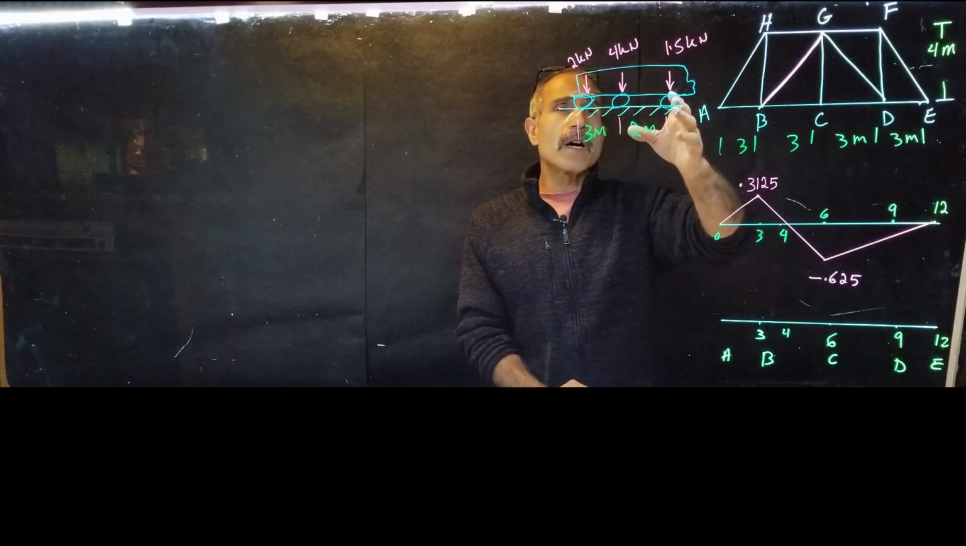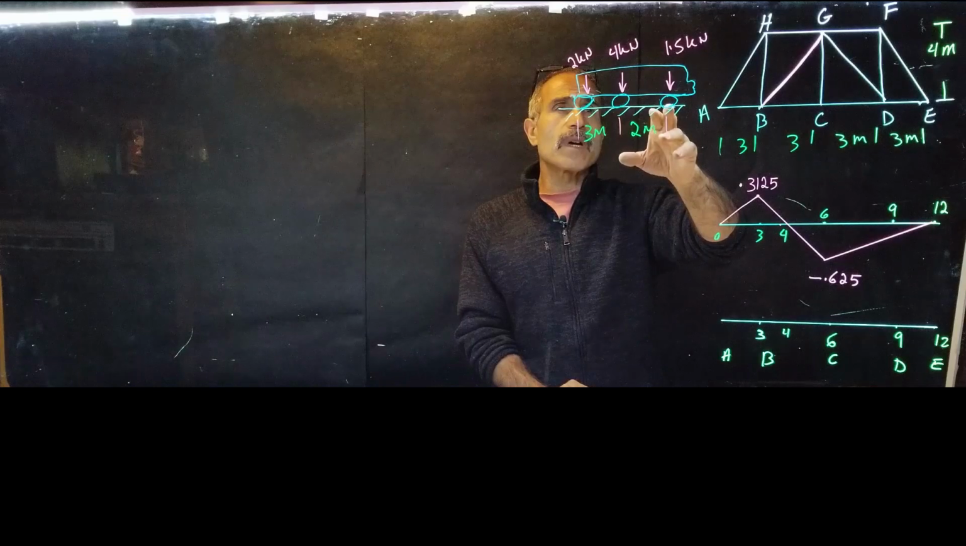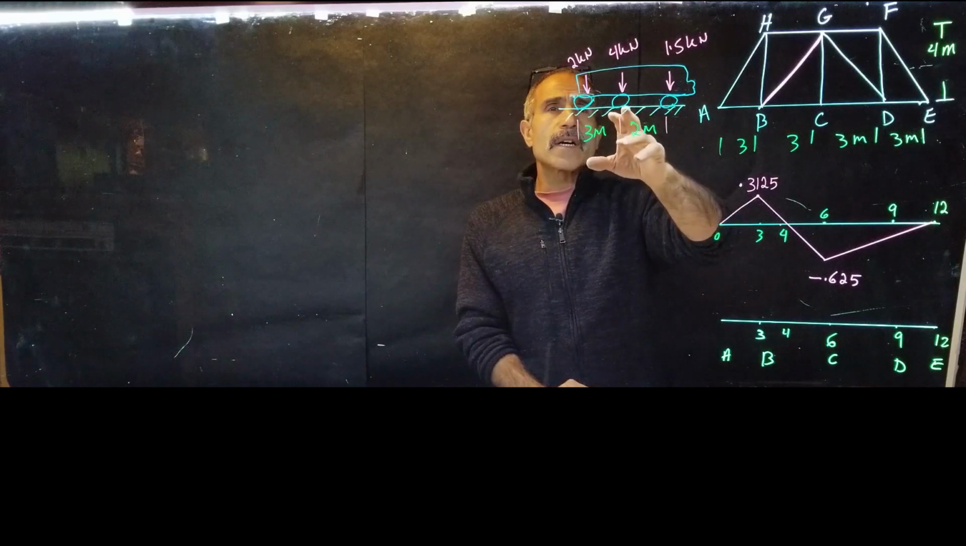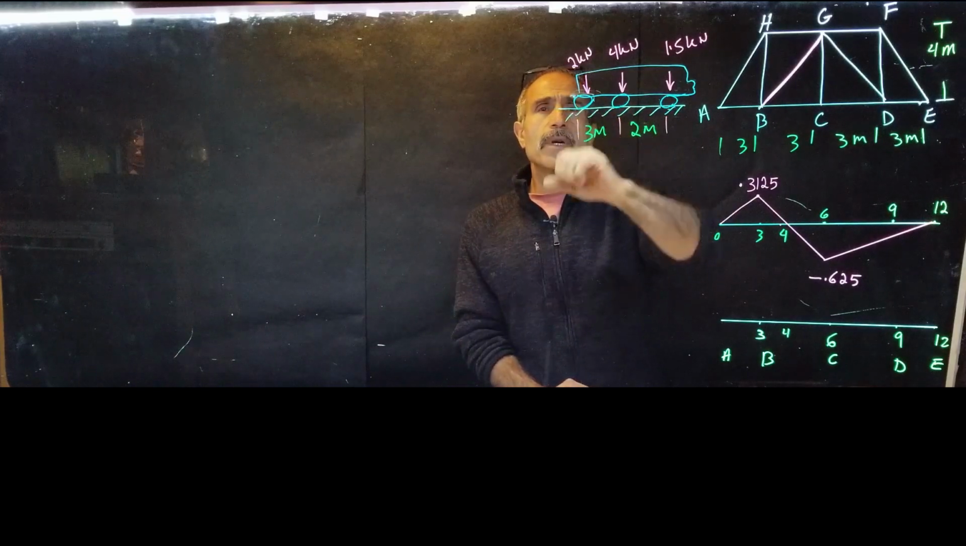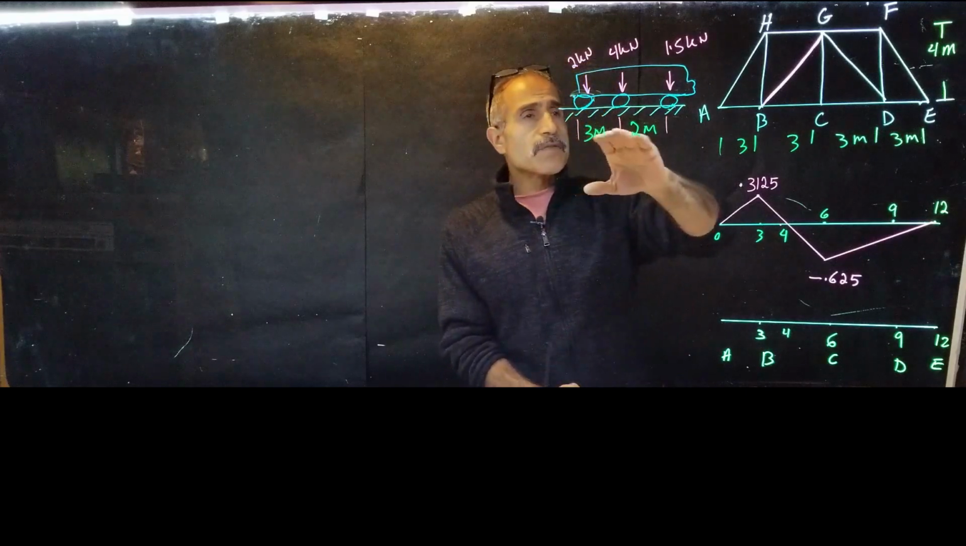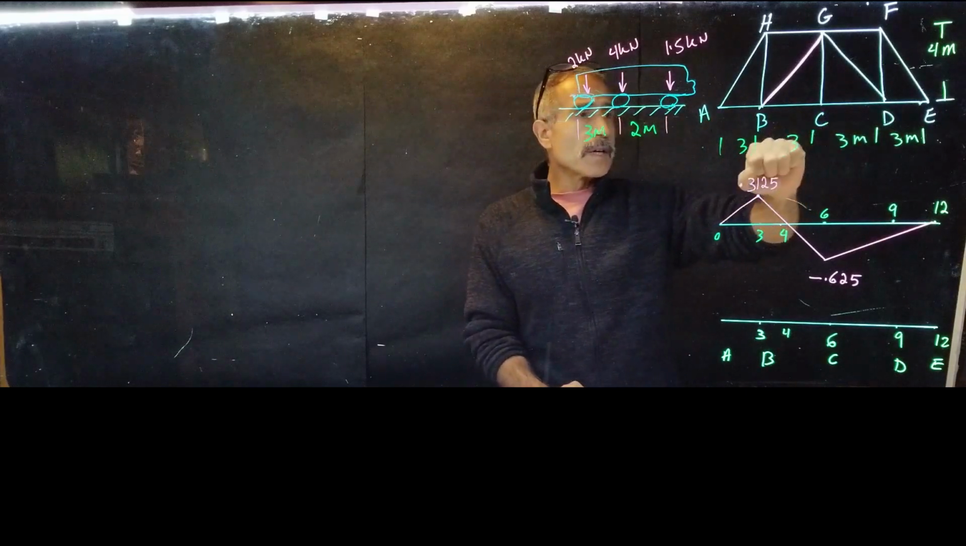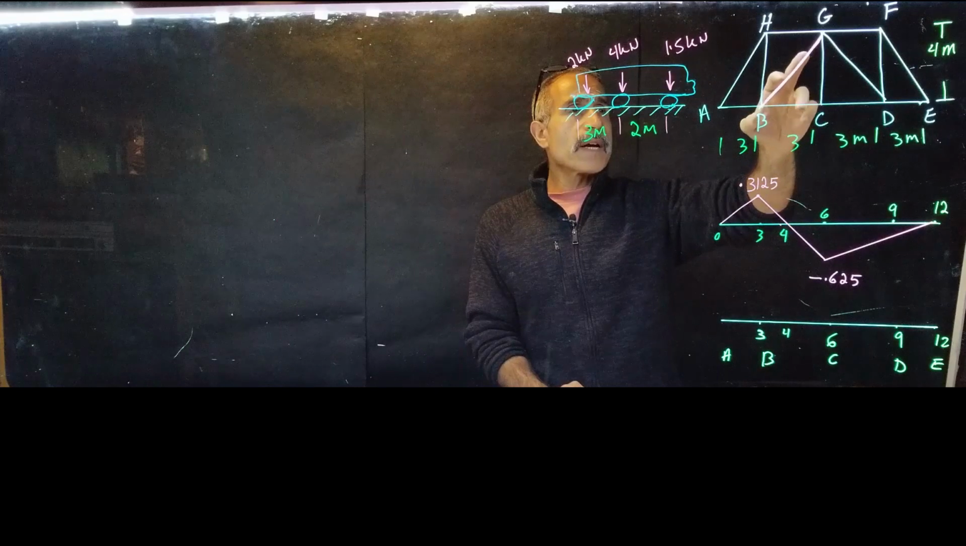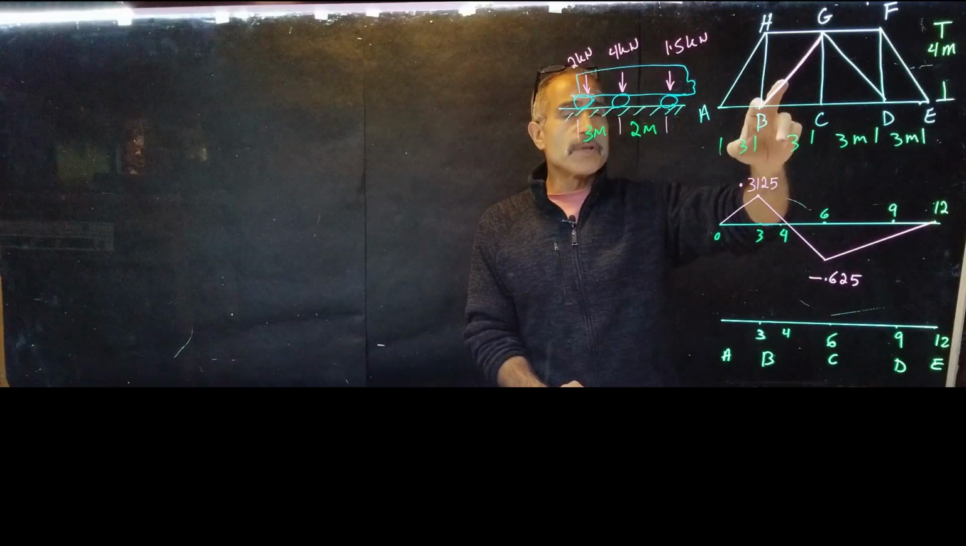Now on the front wheel you have 1.5 kilonewton, the second wheel 4 kilonewton, and the back wheel 2 kilonewton. As this vehicle goes across the truss, what is the maximum compression load on BG?